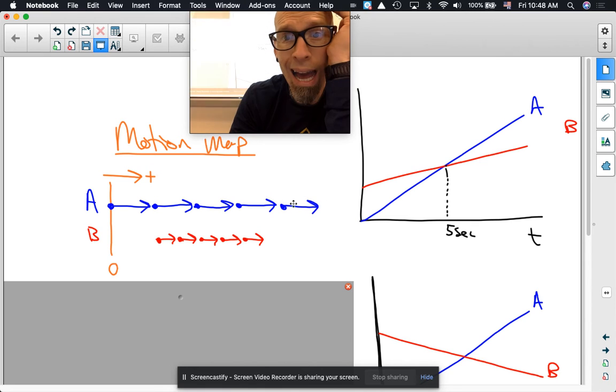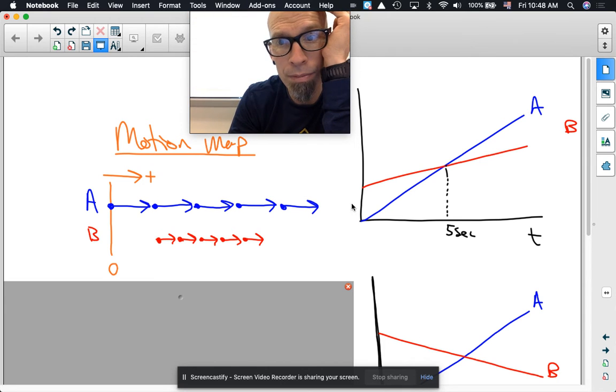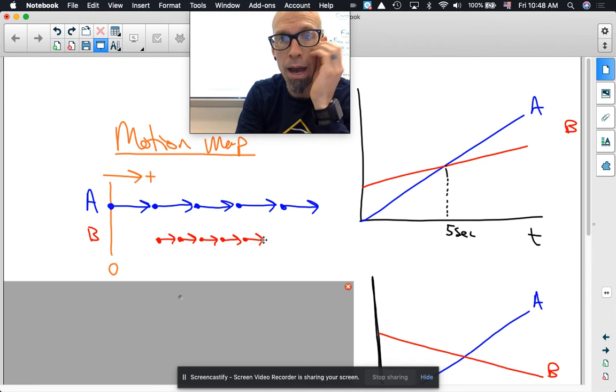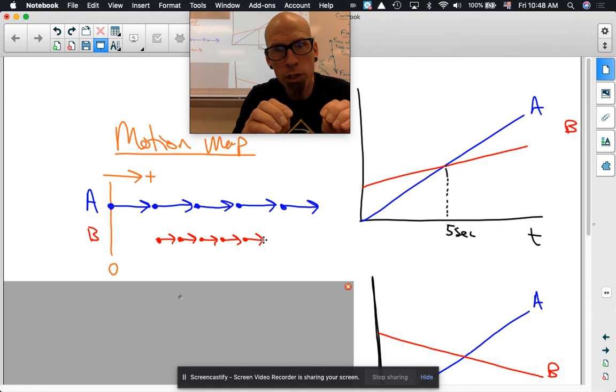A goes past where B ends in the motion map. Just like the graph, A goes past where B is. A is further ahead at the end on the graph, and A is further ahead than B on the motion map. Okay, so these are some of the details. It's hard to explain what a motion map is without just showing you a motion map that coincides with a graph.